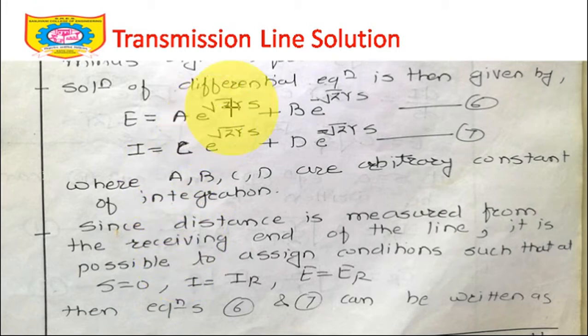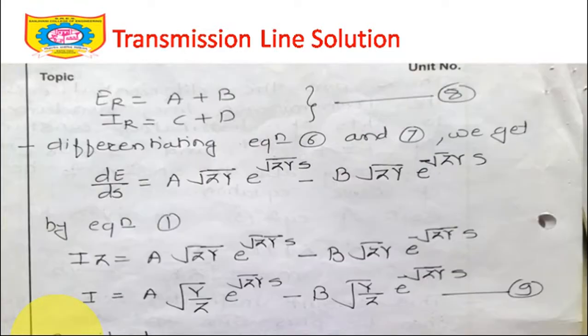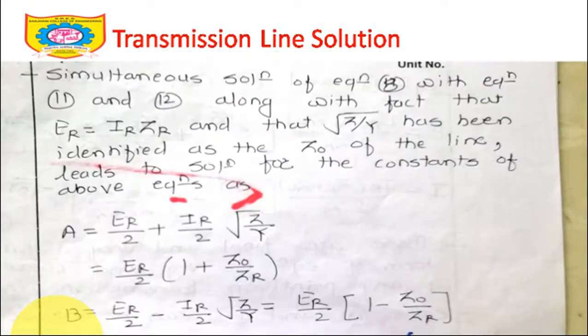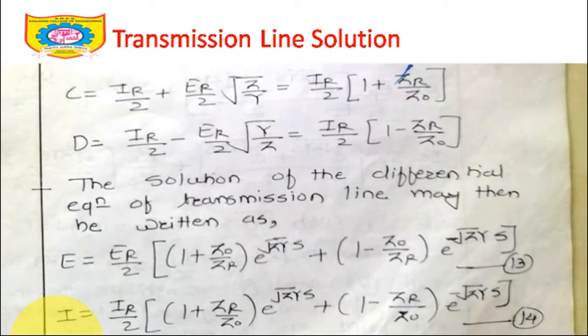A e raised to root zy s, B e raised to minus root zy s, C e raised to root zy s, D e raised to minus root zy s, equation numbers 6 and 7. If we put the values of A, B, C, D which we got from these expressions, we get an equation for E: E is equal to ER by 2, which is outside the bracket, (1 plus Z0 by ZR) e raised to root zy s, plus in another bracket (1 minus Z0 by ZR) e raised to minus root zy s.